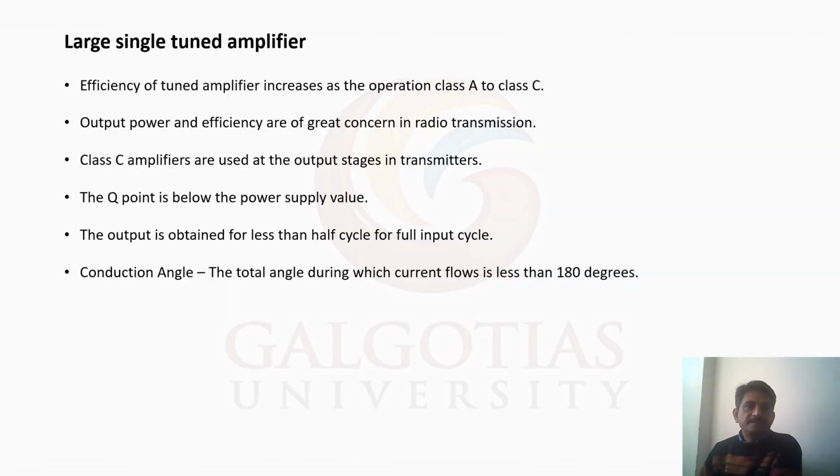Large signal tuned amplifiers: the efficiency of a tuned amplifier increases as the operation moves from class A to class C. Output power and efficiency are of great concern in radio transmission. Class C amplifiers are used at the output stages in transmitters. The Q point is below the power supply value. The output is obtained for less than half cycle of the full input. The total angle during which the current flows is less than 180.